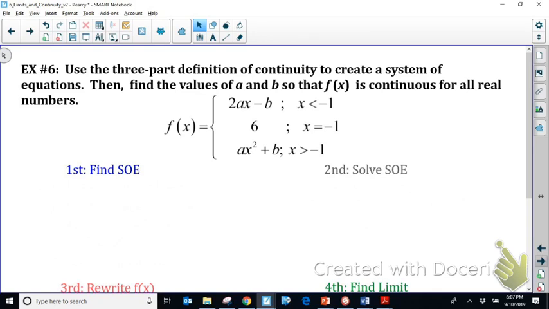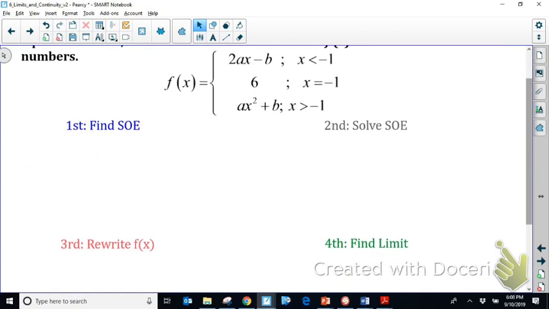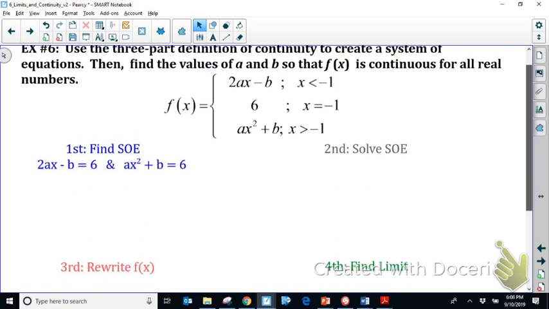So the first thing I'm going to do for a problem of this nature, where we want to know the values of a and b so that the function is going to be continuous: since the two variables a and b exist in two different equations, I have to have a system of equations that I can use to find their values. So here I have the equations 2ax minus b is equal to 6, and ax squared plus b is equal to 6. Those are just taken directly from the piecewise function.